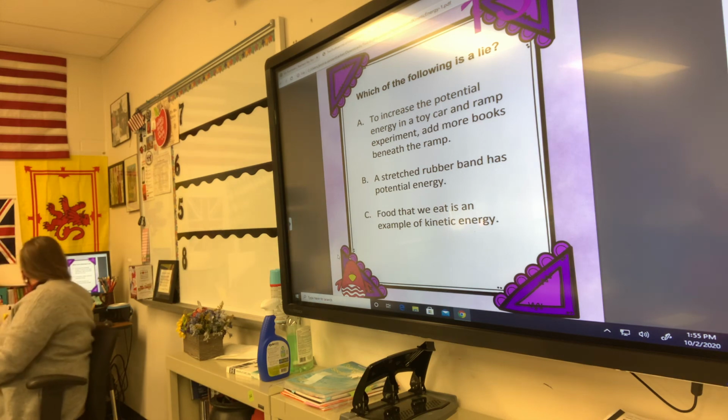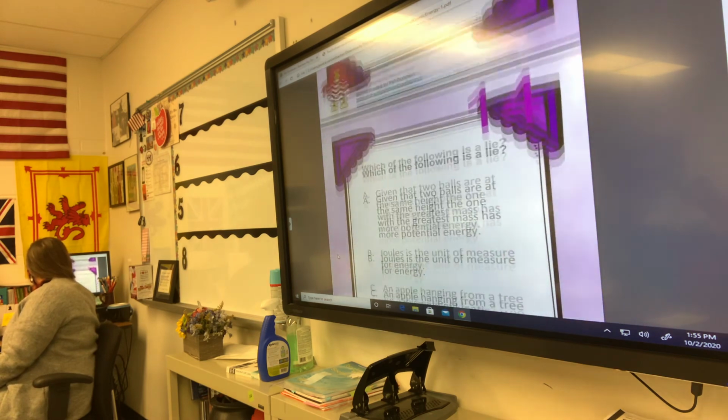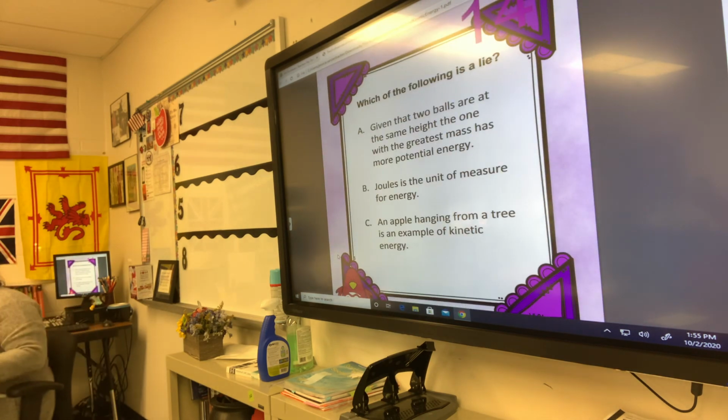Okay, number 14. Anybody have an answer? Kamani? C. C, that's correct. An apple hanging from a tree is an example of kinetic energy. It is not. If it's just hanging there, then it's an example of potential. If it were falling, then it would be kinetic, right? Right.